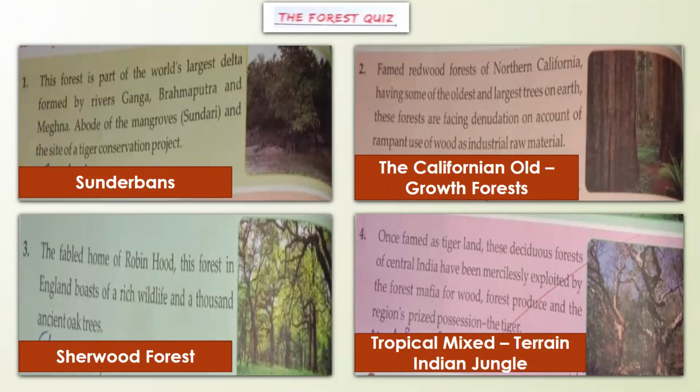Third is the fabled home of Robin Hood. This forest in England boasts of a rich wildlife and 1,000 ancient oak trees. The answer is Sherwood Forest. Next is once famed as Tiger Land. These deciduous forests of central India have been mercilessly exploited by the forest mafia for wood, forest produce, and the region's prized possession, the tiger. The answer is tropical mixed terrain Indian jungle.